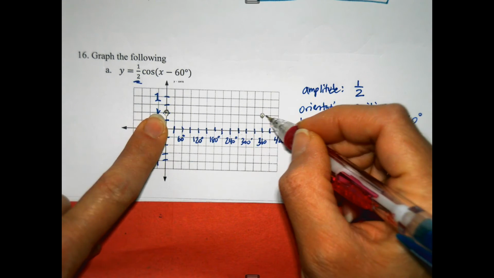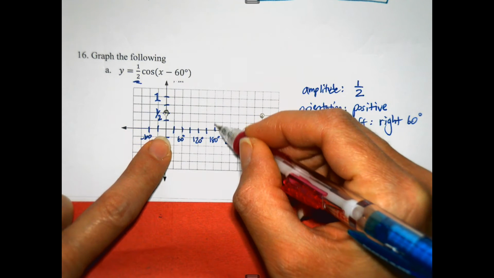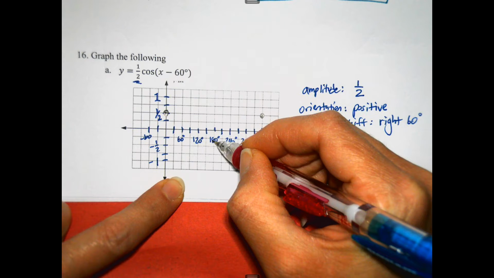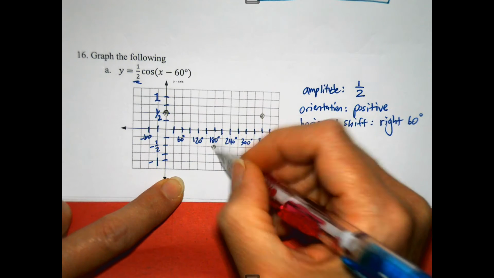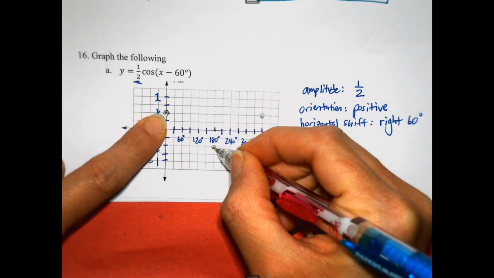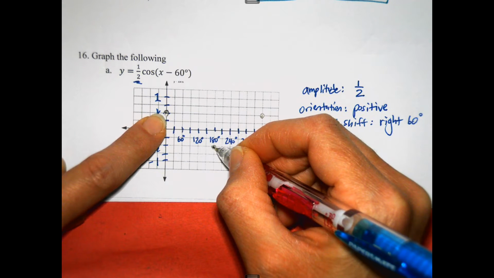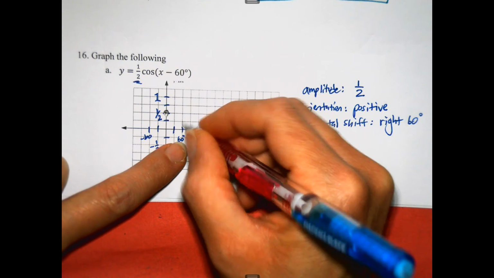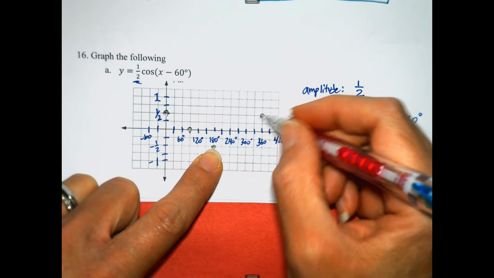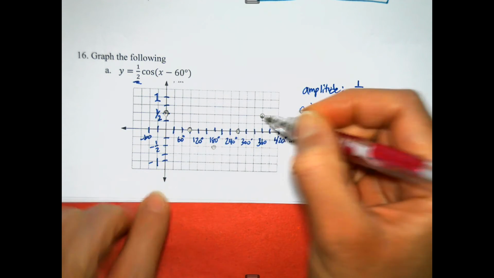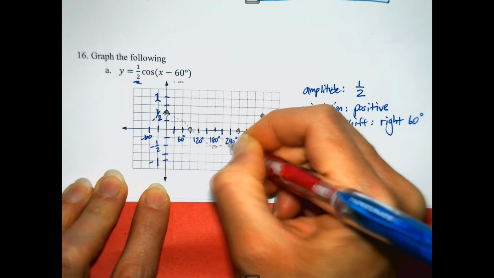Halfway in between the start and the end of one full cycle, directly in the middle, or at 180 degrees in this case, I go to a minimum. Therefore, I'm going to be down at negative 1/2. And halfway between a starting point and a middle point, kind of like a quarter point, so at 90 degrees, I'm going to cross the x-axis. Therefore, I have a point at 90 degrees and at 0, at 270 degrees and 0. So I have the basic shape of my cosine function.